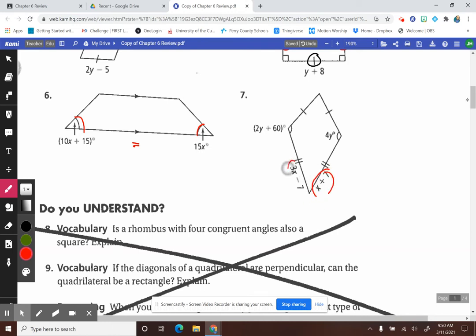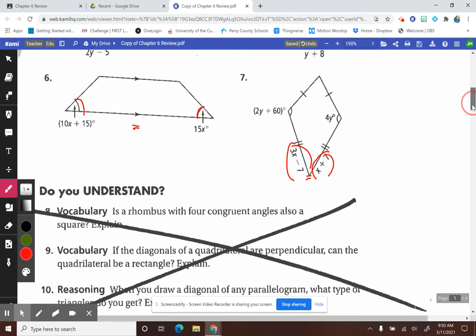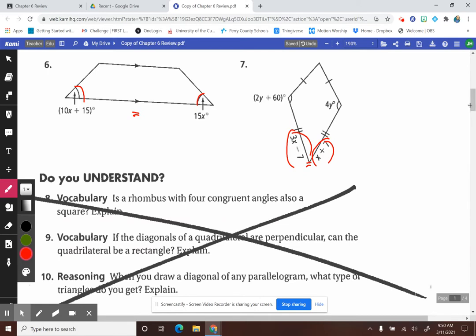You have this and this that are in the same positions, set them equal to each other, okay? So you can kind of see a common theme that's happening. Don't get freaked out by the fact that I've got two different variables. Here's x's and here's y's. Just remember that you need to really pay attention to those congruency marks, okay?